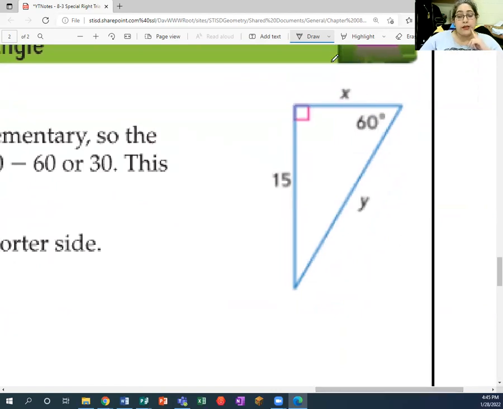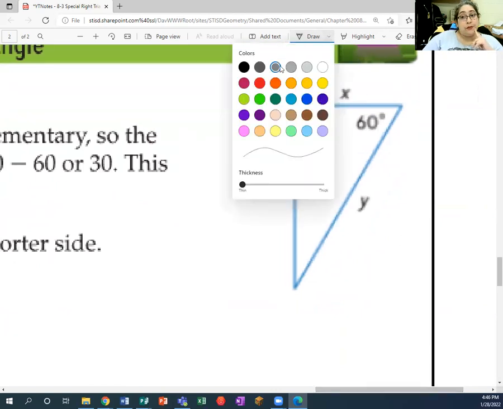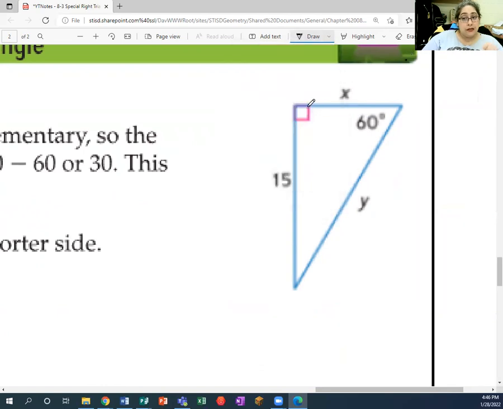All right, I'm going to start filling in some information first. I see the right angle and I see a 60-degree angle, but I don't know what this other angle is. I can use the triangle angle sum to help me fill it out. All of the angles in a triangle add up to 180 degrees. So 180 minus 90 is 90. 90 minus 60 is 30.